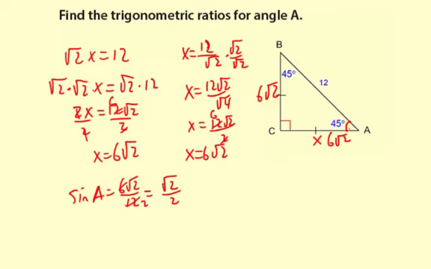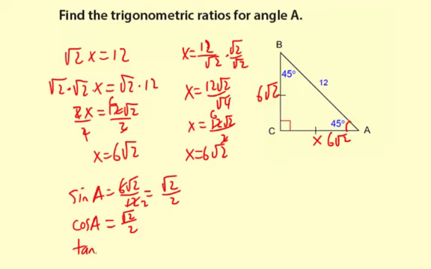Now cosine of angle A is going to be the adjacent side divided by the hypotenuse. Well, the adjacent and opposite sides are congruent here for 45, 45, 90. So cosine of A is going to be the same thing. It's going to be 6 square root 2 divided by 12, or just square root 2 over 2. So sine of A, cosine of A, those have the same values. And that's only true when you have a 45, 45, 90, or an isosceles right triangle.